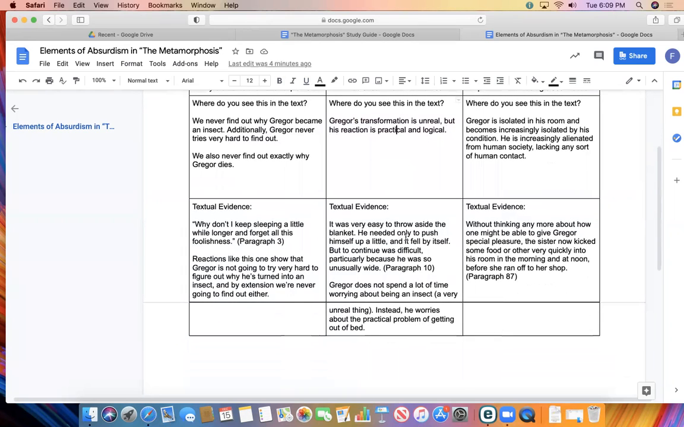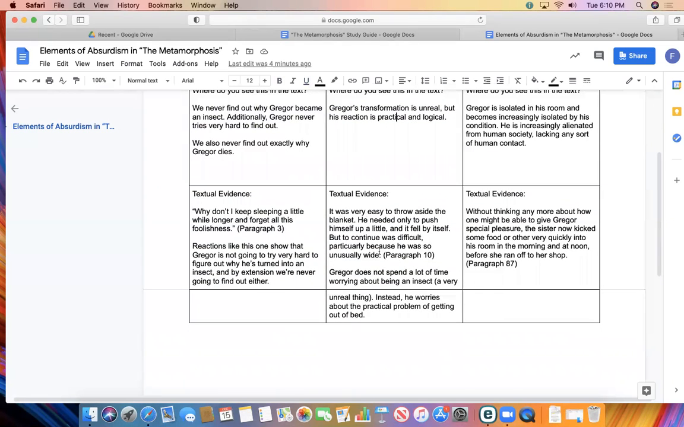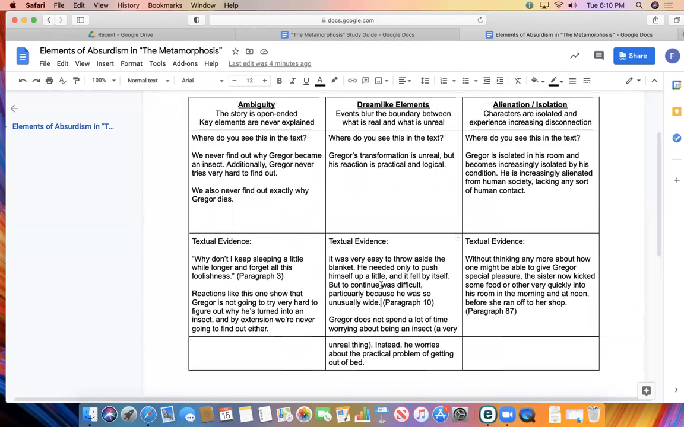An example of textual evidence for this is in paragraph 10. We have here a description of a very practical, logical reaction that Gregor has to being turned into an insect. He is trying to figure out how to get up out of bed and describing, again, very logically how he's going to go about doing it. So this shows you how those two things are blending together. It's unrealistic that he's an insect, but very practical for him to be thinking about how to get up out of bed at this time.